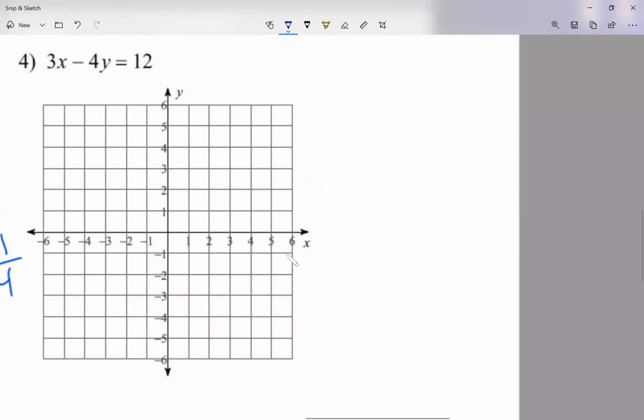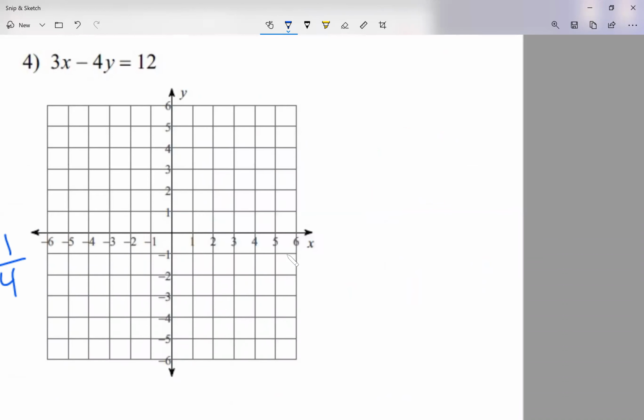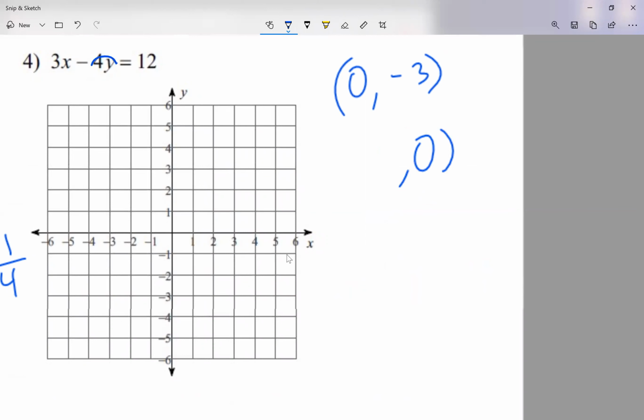All right, let's take a look at question number 4. I'm going to look at the 2 points given. What if x is equal to 0? I ignore the x term and solve for y. Negative 4 times y equals 12. Divide both sides by negative 4. y equals negative 3. The other one that I see is, what if y is equal to 0? So I'm going to ignore the whole term. 3 times x equals 12, so that means x must be 4.